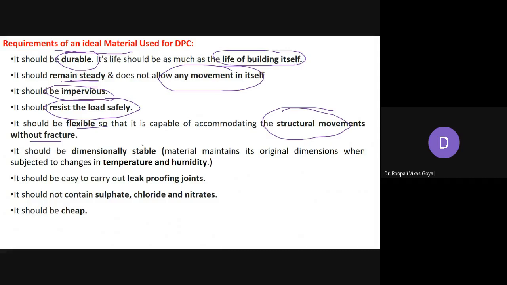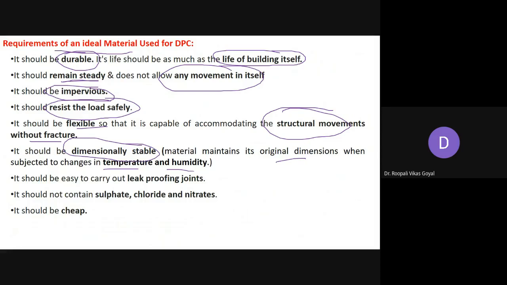It should be dimensionally stable. Meaning is that material maintains its original dimensions when subjected to change in temperature or humidity. So कुछ भी temperature change आता है, humidity variations is there, it should not change from its original dimension. It should remain as it is. Whatever dimension initially, it should be after that also.